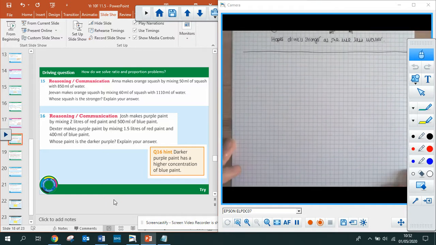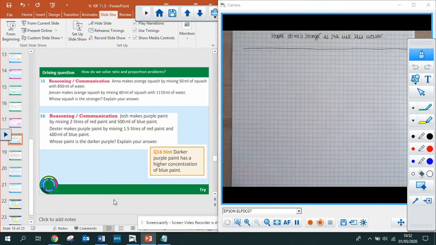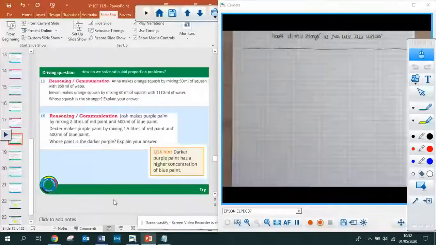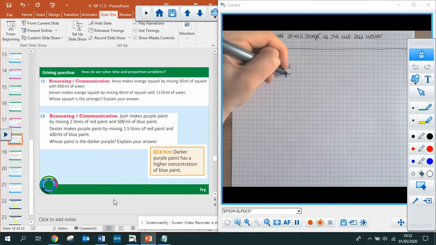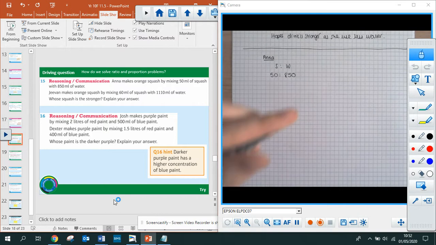Okay, so let's have a look. Question 15. Anna makes orange squash by mixing 50 milliliters of squash with 850 milliliters of water. Okay, so Anna, she uses squash to water and she does 50 milliliters to 850 milliliters. Jeevan makes orange squash by mixing 60 milliliters of squash with 1,110 milliliters of water. Okay, so let's write his out.